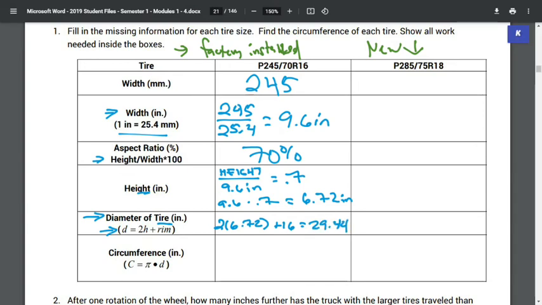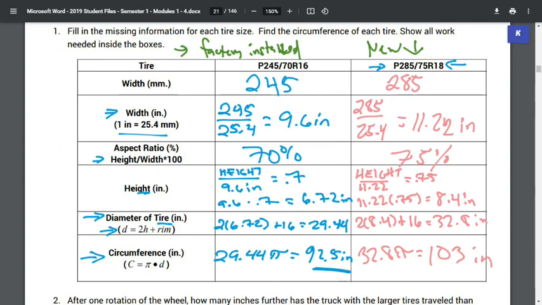When we multiply all that together, we're going to get 29.44. And then lastly is going to be the circumference, which is 29.44 times pi. We're going to use the actual pi button to solve this, not 3.14. And when we do that, we're going to get 92.5 inches. So that is the circumference of our factory installed tire. I want you to pause the video and go through and do our new tire. Go through the same format as I did, and then we're going to compare the numbers that we get from that.